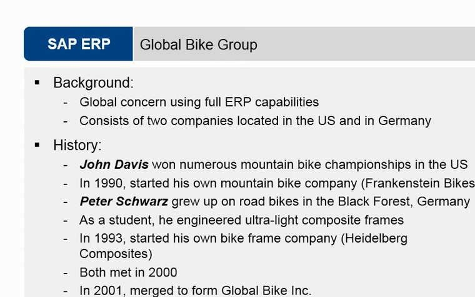So let's look at Global Bike. Global Bike is a company that's using an ERP system. They want to standardize their business processes across the whole organization. It is an international organization, with a partnership between the US and Germany. And you may think, why Germany? Well, you have to remember that SAP originated in Germany.